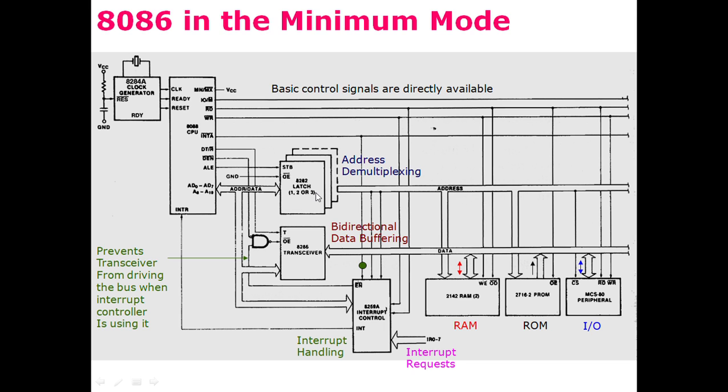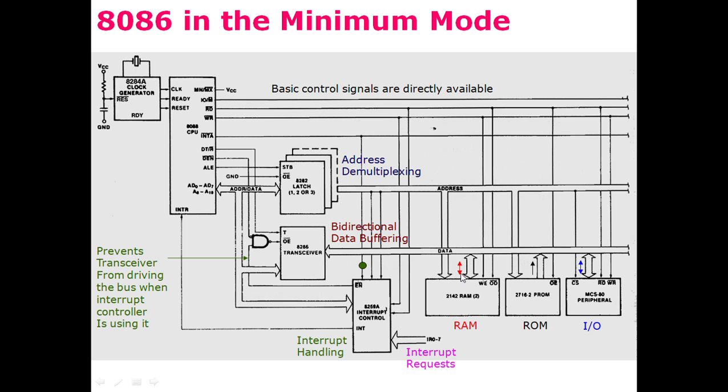Apart from these transceivers, buffers, and interrupt controller, the random access memory is also connected. Here we can see that the random access memory is connected with the control signal. It is connected with the data bus. It is connected with the address bus. Similarly, the read-only memory is also connected with the control bus, the data bus, and the address bus. And just like that, the input and output devices are also connected with the three types of bus.